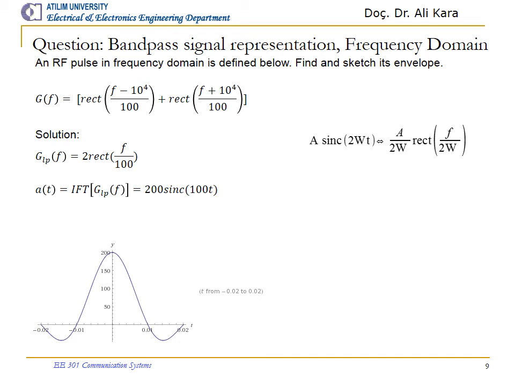Solution: first, transform the bandpass signal into the low-pass equivalent in the frequency domain. This is done by shifting the center frequencies to 0. Then take the inverse Fourier transform of this low-pass signal to get the envelope signal A(t).